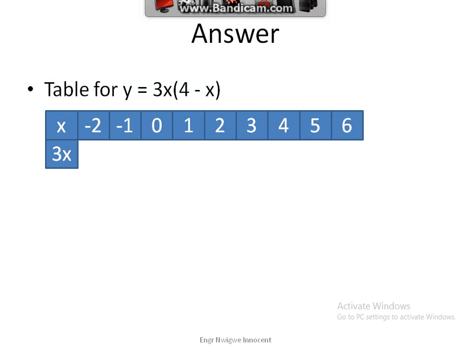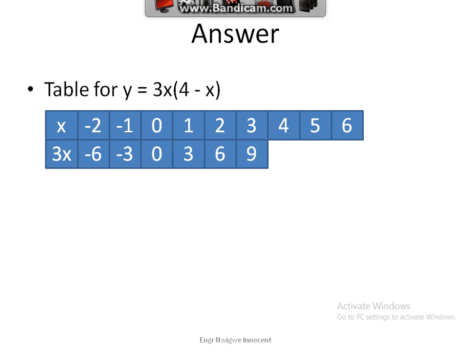Then we now multiply 3 by all the x. You substitute all the values that we are given and multiply by 3. We now have 3 times -2 is -6. 3 times -1 is -3. 3 times 0 is 0. 3 times 1 is 3. 3 times 2 is 6. 3 times 3 is 9. 3 times 4 is 12. 3 times 5 is 15. 3 times 6 is 18.